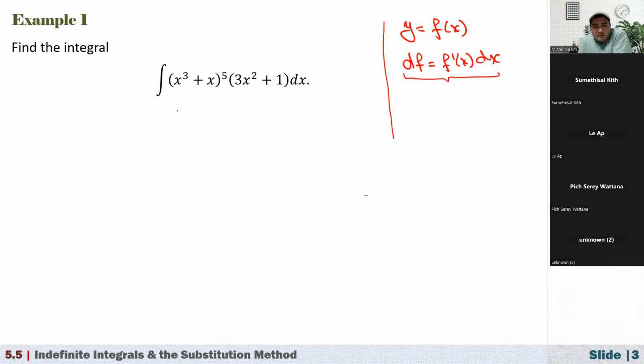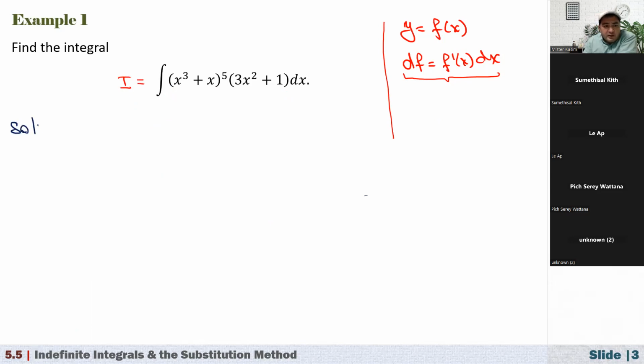So now look at this integral. Let's start with an indefinite integral, then we will apply this method to compute definite integrals. Here we have the indefinite integral of x cubed plus x, to the power of 5, times 3x squared plus 1, dx, right? Let me label this integral by I. How do we compute this integral?